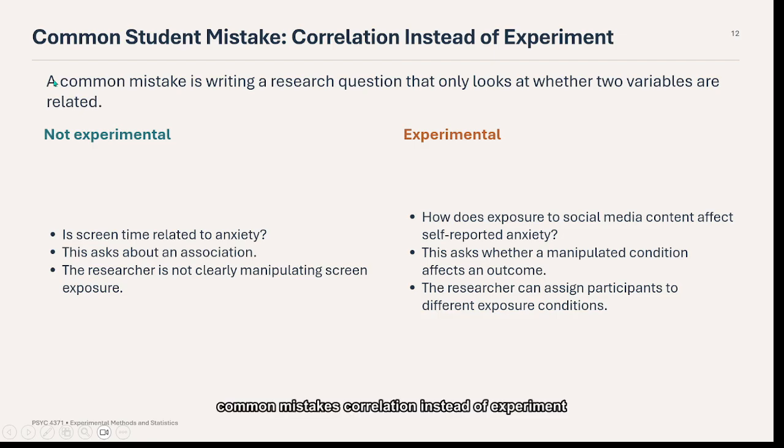Common mistakes: correlation instead of experiment. A common mistake when we're writing a research question is that we're only looking at two variables that are related. In a non-experimental situation, we have questions like, is screen time related to anxiety? Well, we can correlate those things, but that doesn't imply causation. But in an experiment, we're looking at things like, how does exposure to social media content affect self-reported anxiety?